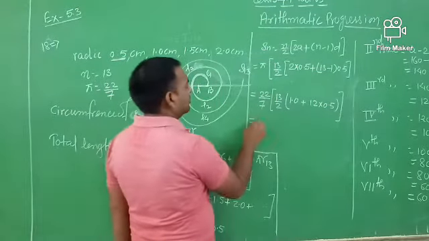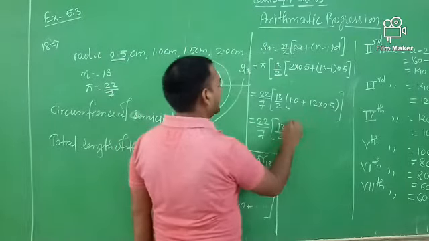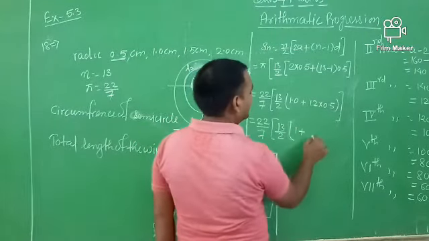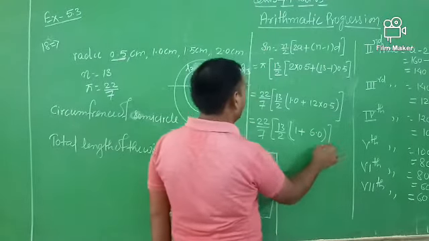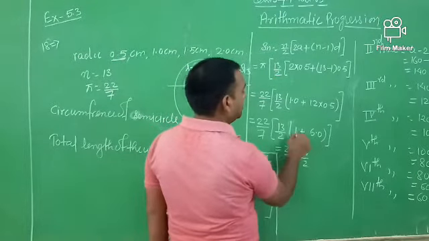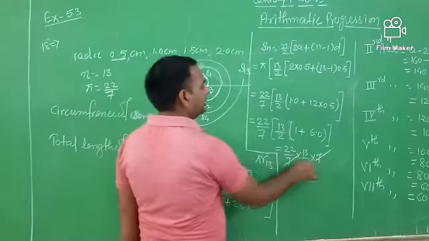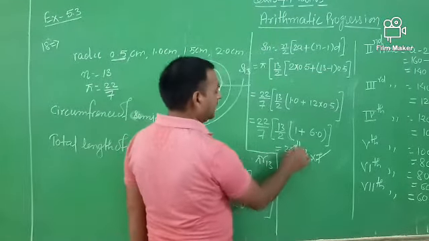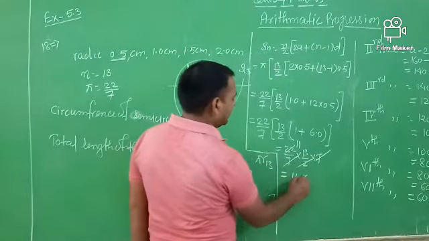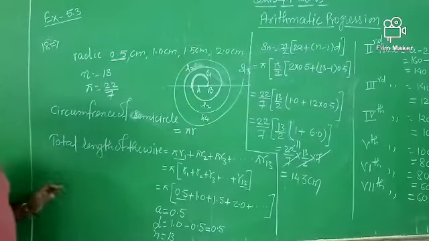Bracket close. So 22/7 times 13 by 2 times the bracket 1 plus 12 times 0.5, which is 6.0. Bracket closed. Therefore 22/7 into 13/2 into 7. So 7 is cancelled by 7, 2 elevens are 22, 11 threes are 33, 11 ones are 11, plus 33 gives 143. So the total length of the spiral is equal to 143 centimeters.